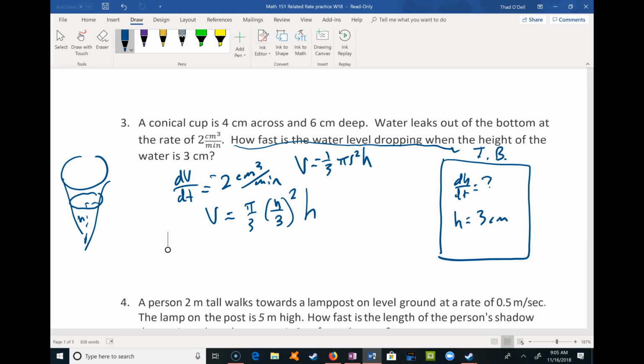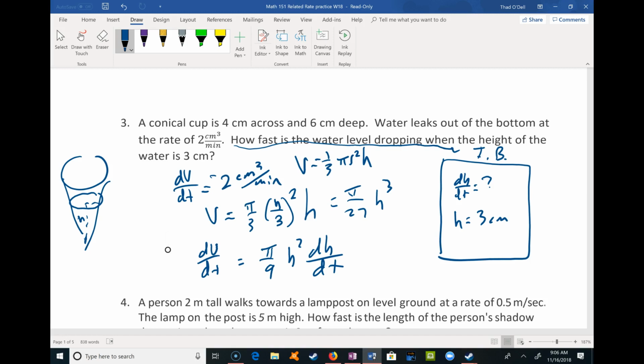So when we take the derivative, we'll have a dv dt and a dh dt and an h. All right, let's do it. So that would be dv dt is equal to, oh wait a minute, let's fix this up a little bit. This would be pi over 27 h cubed. So if I take the derivative of that, that would be pi over 9 h squared dh dt. So we finally completed step 2.